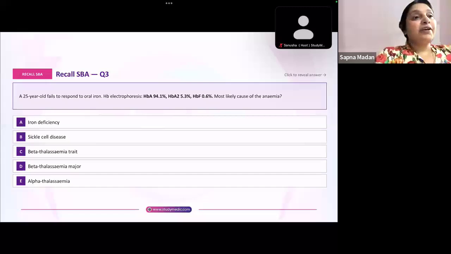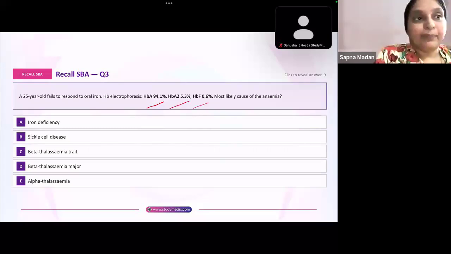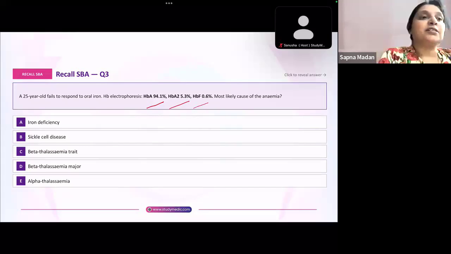A 25-year-old fails to respond to oral iron. The hemoglobin electrophoresis is given here. HbA is 94.1, HbA2 is 5.3%, and fetal hemoglobin is 0.6. So what is the most likely cause of anemia? Is it iron deficiency? Is it sickle cell disease? Is it beta thalassemia trait? Is it beta thalassemia major, or is it alpha thalassemia?